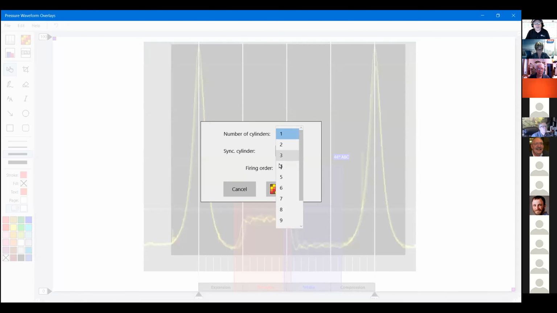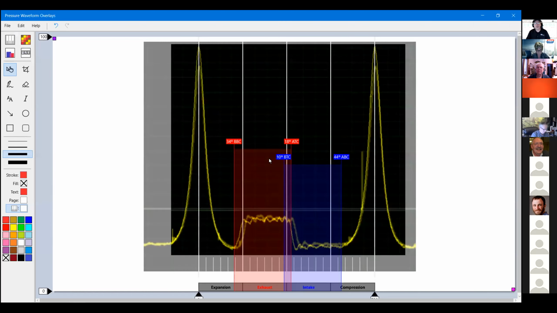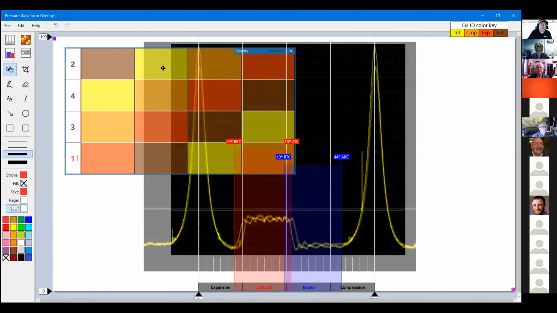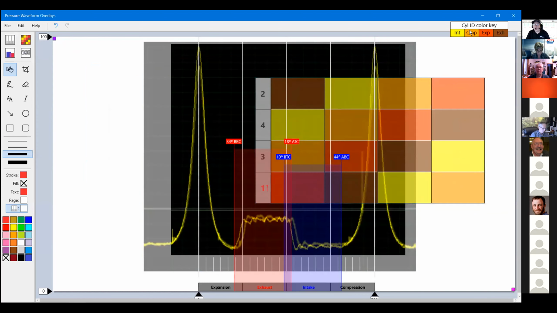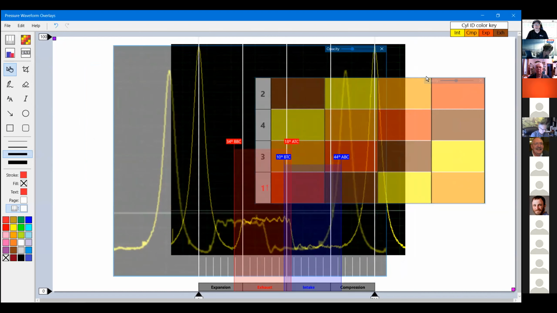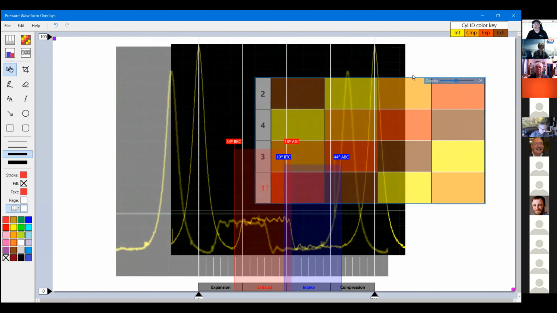Let's see, number of cylinders. Let's pick a 4-cylinder, a sync of 1, and let's do a 1, 3, 4, 2. All right, go. You also have, as many of you have used in the past, an overlay to where you can look at intake, compression, expansion, exhaust. So you can overlay this right here over intake waveforms, exhaust waveforms. So when you're doing intake manifold waveforms, exhaust pressure pulses, that is also included in this software. And like I said, for free, you really can't beat the price.